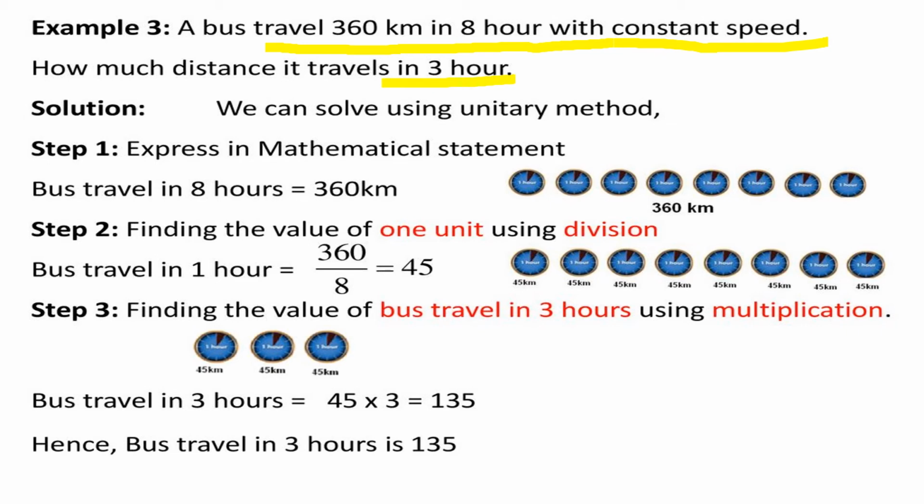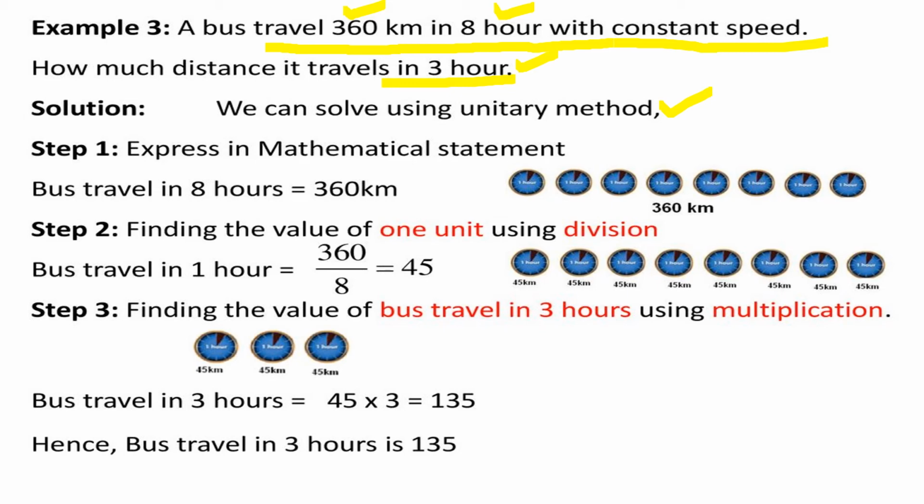Okay, we can solve it using the unitary method. See, it goes at the same speed. So if in 8 hours it travels 360 kilometers, then in 3 hours how much distance does it travel? Will the kilometers increase or decrease? Yes, the kilometers will decrease. For these types of questions, first of all, we have to read the question twice and thrice. We have to understand the concept, what they have given and what they are asking us to find.